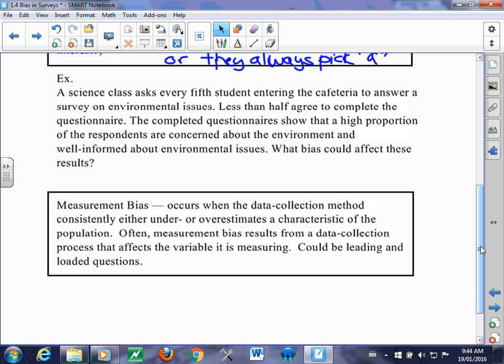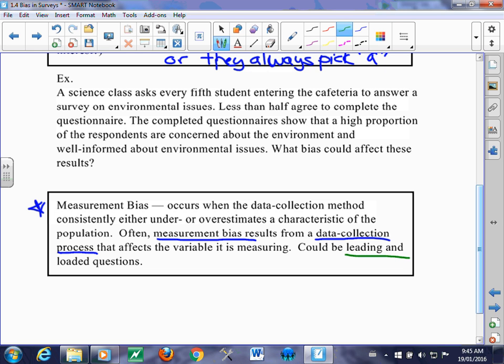Okay, and the last one we're going to take a look at is measurement bias. We'll do an example on the next page of this. This occurs when the data collection method consistently either under- or overestimates a characteristic of the population. So this is a result of a data collection process that affects the variable it's measuring. It could be a leading or a loaded question.